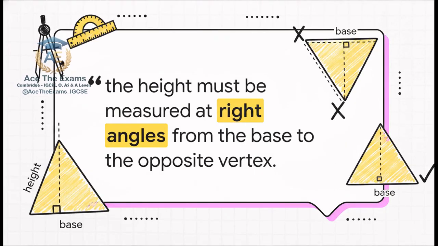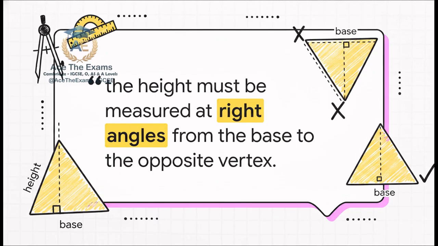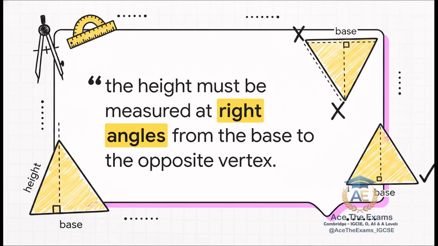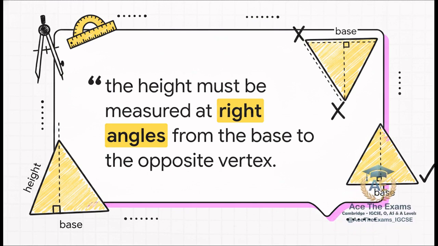Now here is where students lose marks. The absolutely crucial point is captured perfectly in this quote from the source text. "It does not matter which side is called the base, but the height must be measured at right angles from the base to the opposite vertex." You can rotate that triangle in your exam paper however you want. Any flat side can be the base, but your height cannot be a slanted side. It literally must drop straight down at a strict 90-degree right angle from the opposite corner. That is the golden rule of triangle calculations. Never forget the 90-degree angle.